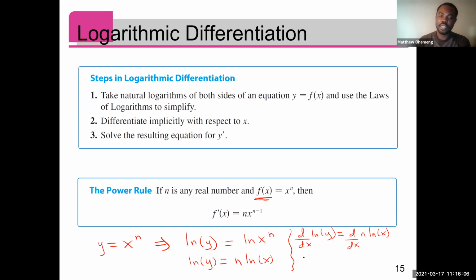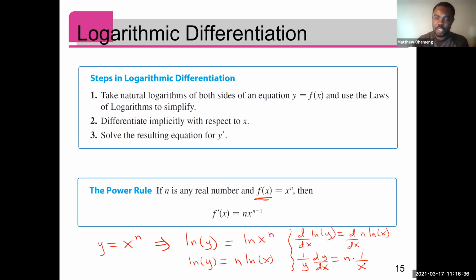For this side, you get 1 over y dy over dx, and then equal to, n is a constant, so you get n times the derivative of ln of x, which is just 1 over x. It's kind of weird that someone would remember ln of x and not remember the power rule, but the point I'm trying to put across is that the rules are connected. It doesn't matter what you use, so feel free to explore. As long as you're using the rule right, you always get your answer.